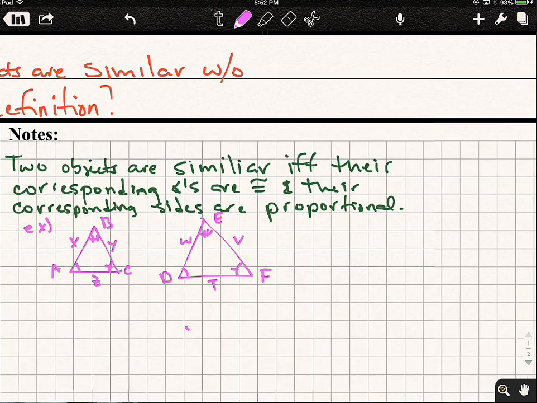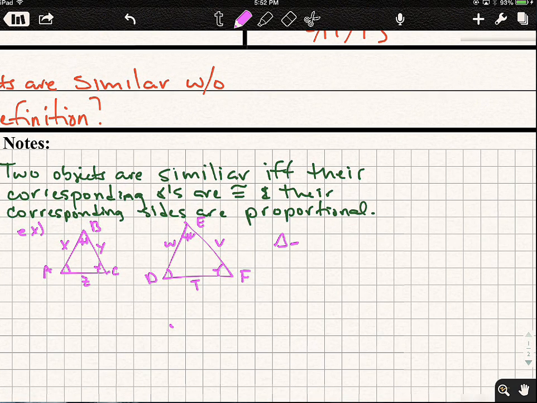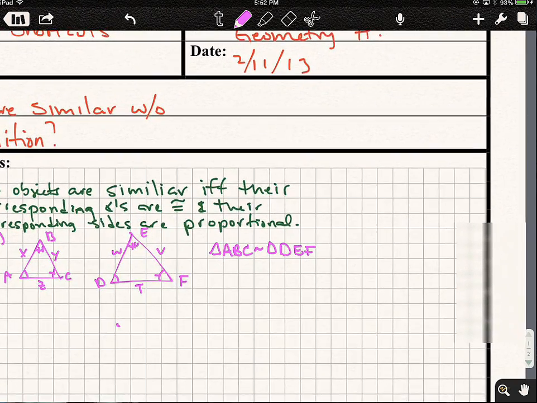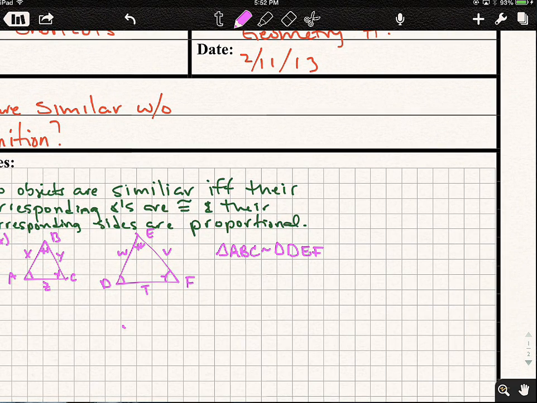So I can actually claim that triangle ABC is similar to triangle DEF if I can prove all the corresponding angles are congruent, and the same thing with side lengths. Certainly we can show angle A is congruent to angle D, the same thing with B and E, and angle C and angle F. To prove the side lengths are in the same ratio, we just have to show that x over w, taking the left-hand sides, is the same ratio as y is to v, and of course z is to t.